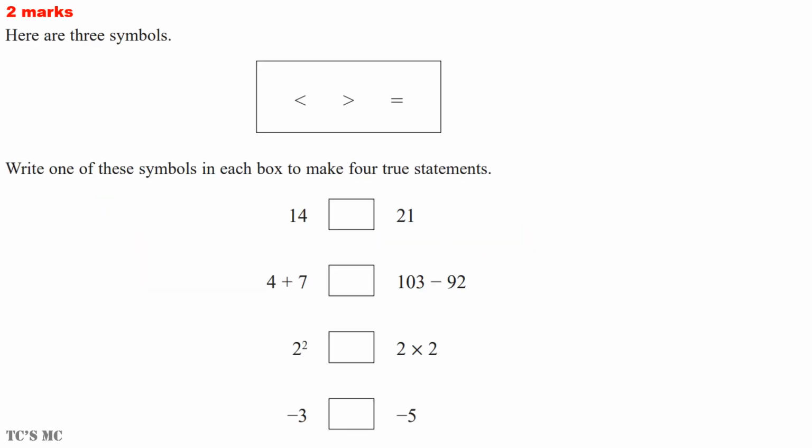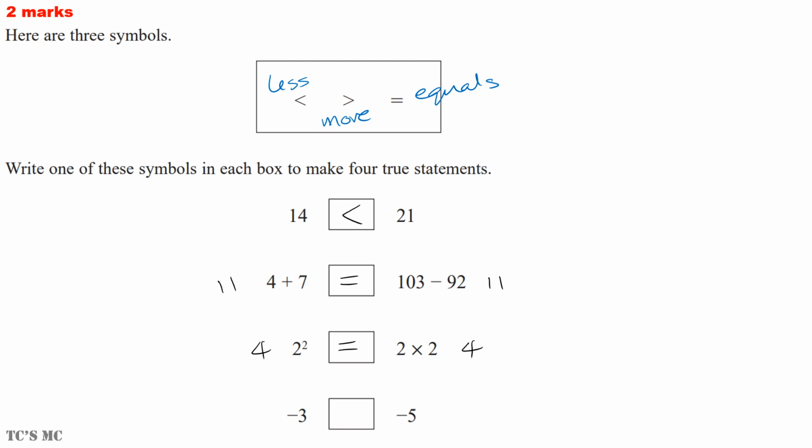Here are 3 symbols: less than, more than, and equals. Write one of these symbols in each box to make 4 true statements. We know that 14 is less than 21. 4 add 7 is 11. 103 subtract 92 is 11. So these two are equal to each other. 2 squared is 4. 2 multiplied by 2 is 4. So these two are also equal to each other.